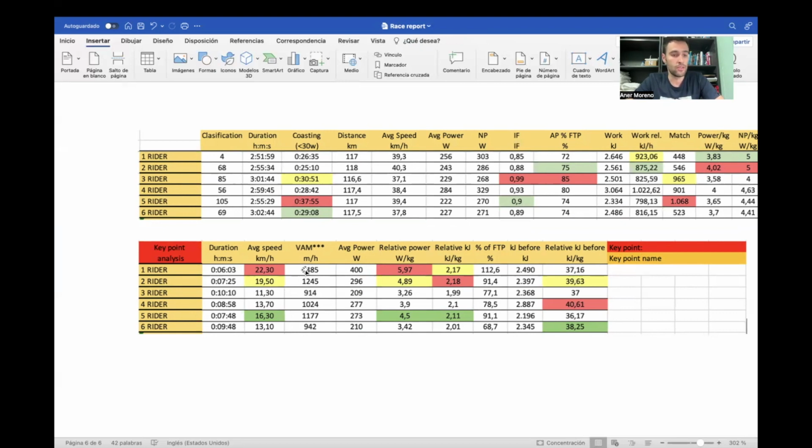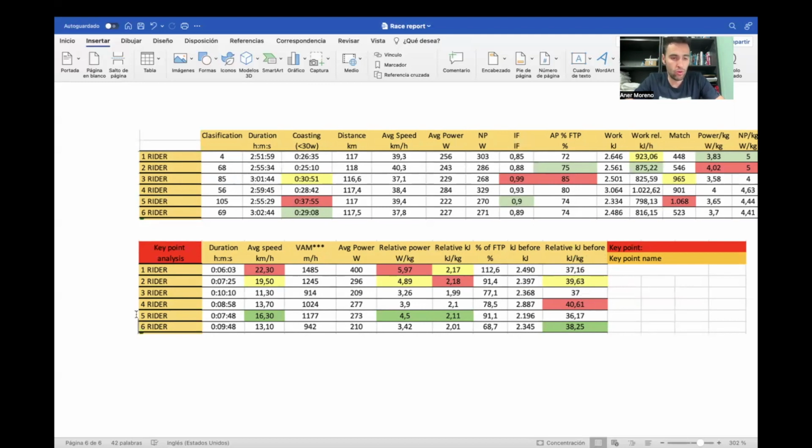So this is important to know how much time the leader has spent on the climb, how much power he has performed in watts per kilo, what's the absolute watts, how much energy has been spent before reaching the last climb. Or we can see he was with fewer kilojoules per kilogram spent before.